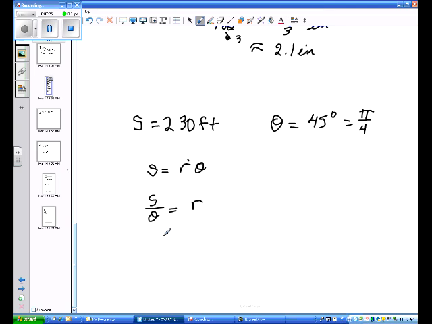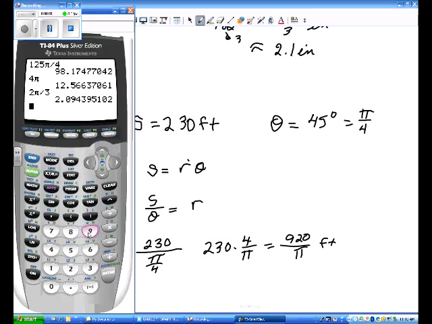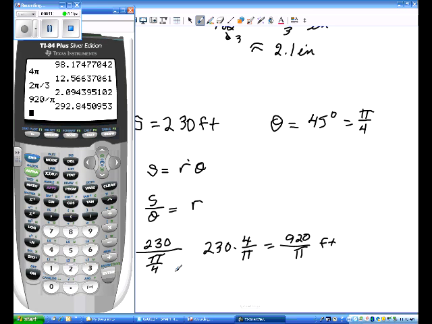So our arc length was 230 divided by, now it was in degrees, so we went ahead, we just did this a while ago. 45 is pi over 4, which is, again, one that we know. To divide by a fraction, you multiply by the reciprocal, 4 over pi. So we end up with 920 over pi, and that would be feet. Well, we don't know what that is, so we would have 920 divided by pi, which is approximately 293 feet.